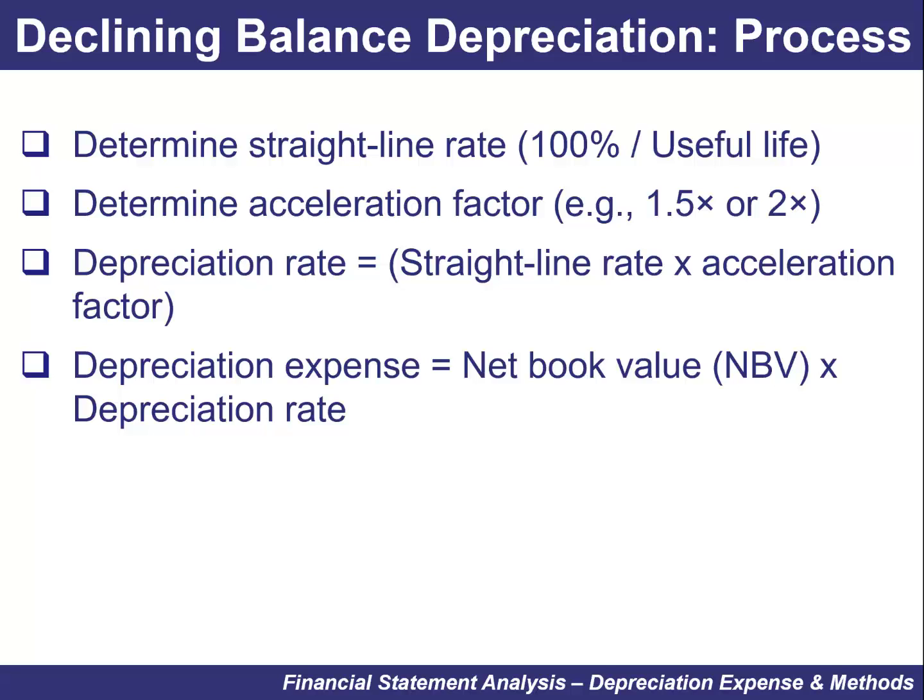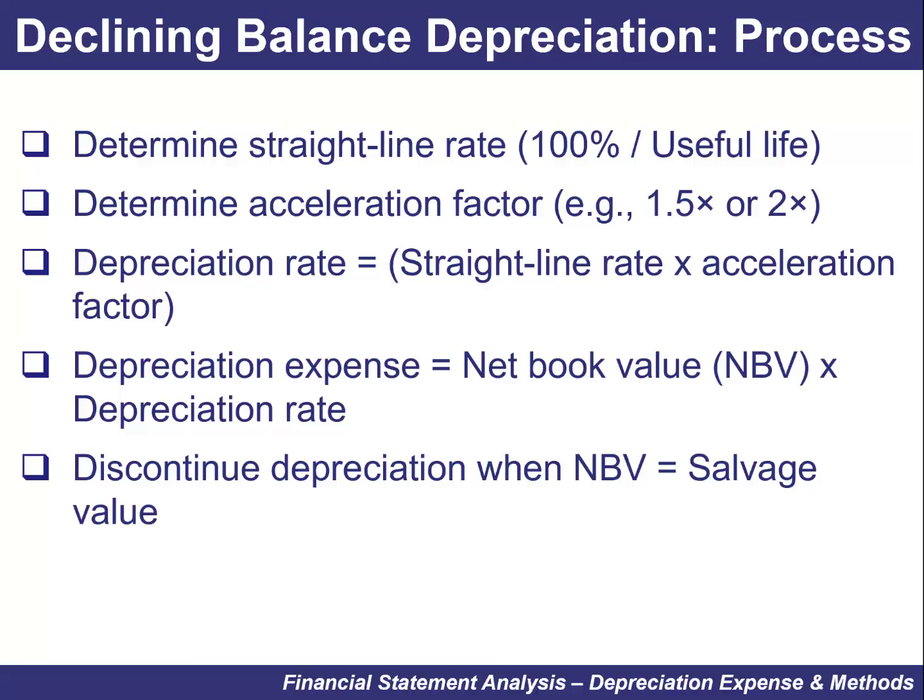Then to get your annual depreciation expense, you're going to take the net book value at the beginning of each year and multiply it by the depreciation rate that you got by multiplying straight line times the acceleration factor. Then every year you're going to repeat this. So every year your net book value is going to go down by the amount of the depreciation expense. And you're going to discontinue depreciation once net book value has gotten down to salvage value. So if a given year's depreciation would take you below the salvage value, you could only take the depreciation in that year that brings you down to the salvage value.